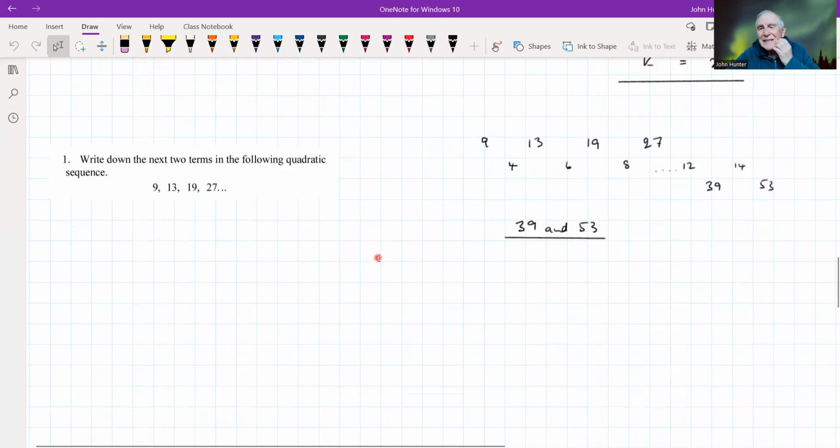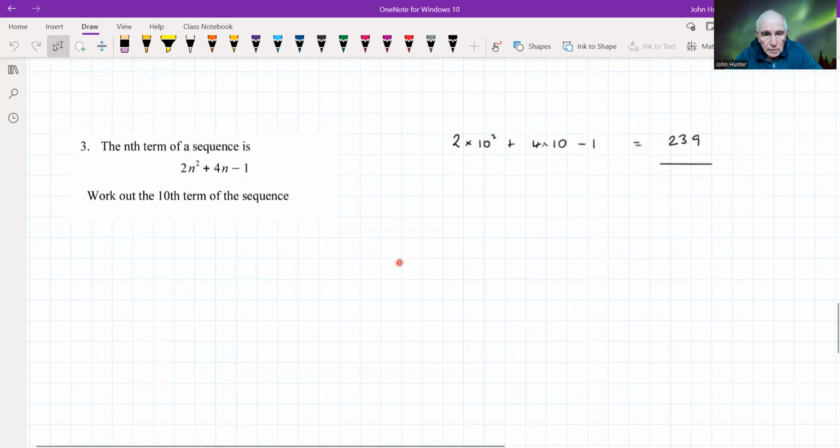Right, so let's go back to quadratics now. Write down the next two terms in the following quadratic sequence. Well, if we write the terms there, we write the differences 4, 6, 8. I think pretty well we can see that the next two differences are going to be 12 and 14, and that 12 is going to take us up from 27 to 39, and the 14 will take us from 39 to 53. So 39 and 53 are the next two terms in this quadratic sequence.